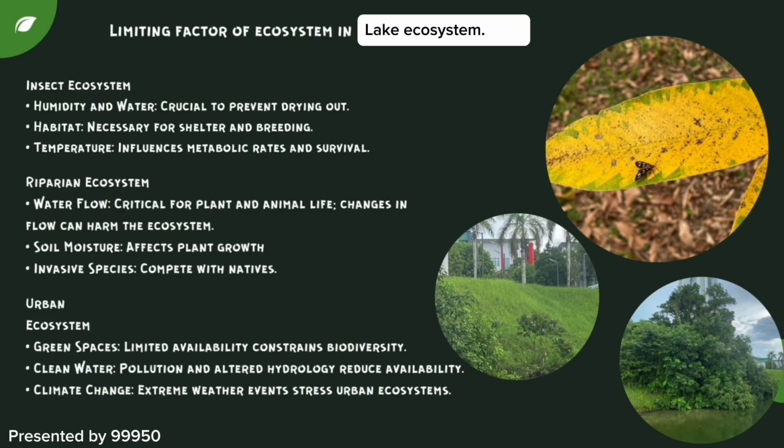Lastly, for the urban ecosystem, the first limiting factor is green spaces. Limited availability can constrain biodiversity. The second is water. Pollution and altered hydrology can reduce the availability of clean water. The last one is climate change. Extreme weather events stress urban ecosystems.